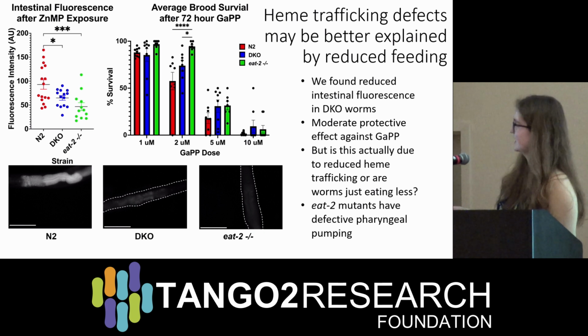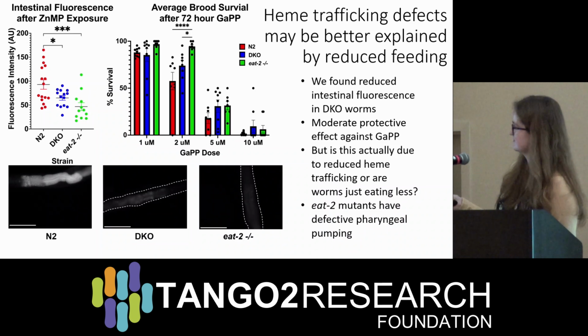So across a variety of compounds, at low dose of this poison, we found that most of the worms were able to survive. And as you increase the dose of the poison, the worm's ability to survive goes down, which makes sense. And then paralleling our idea that maybe our TANGO2 worms are able to survive this poison, not because they have any problem processing heme, but because they're just eating less of the poison.